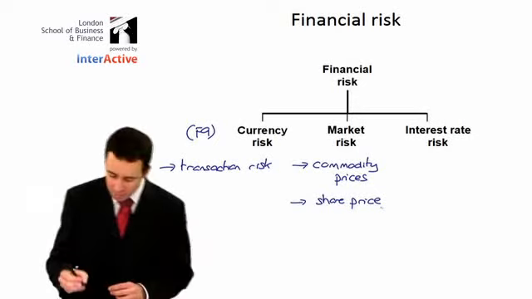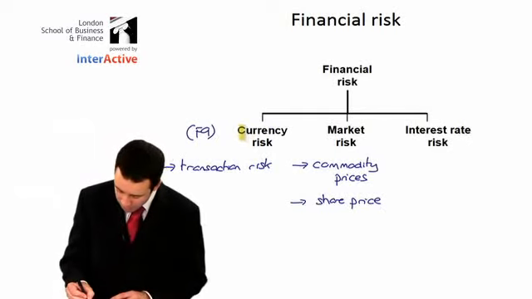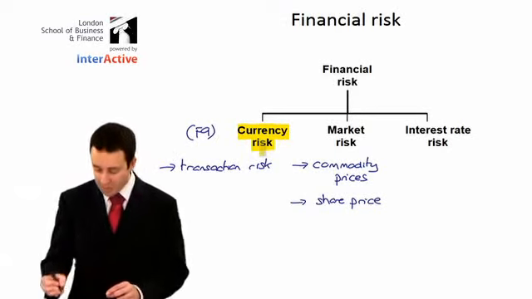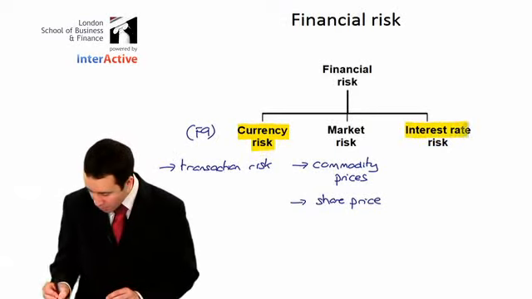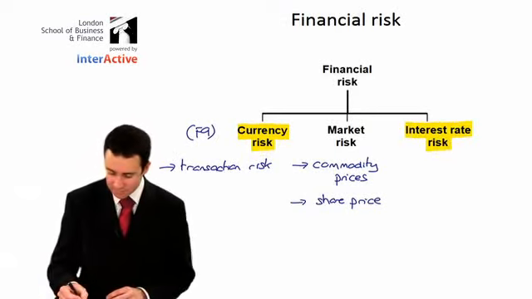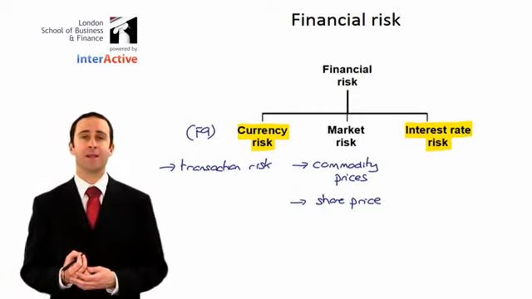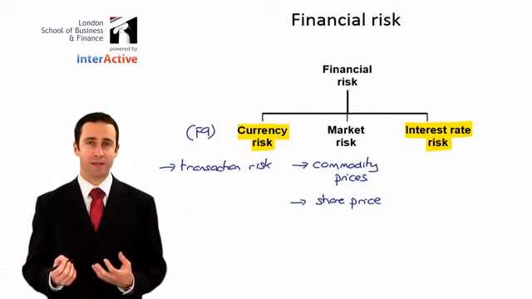The two areas we're going to look at predominantly within P4 are currency risk and interest rate risk. And the way in which we're going to look at them is by a technique known as hedging.